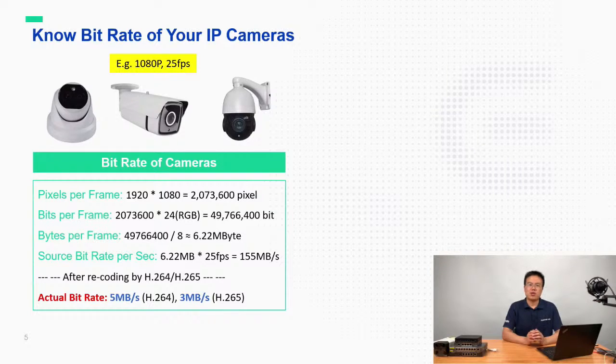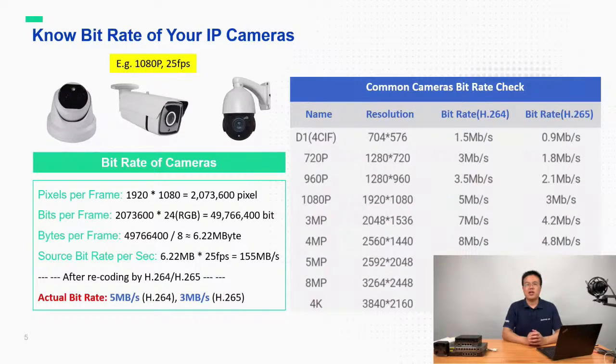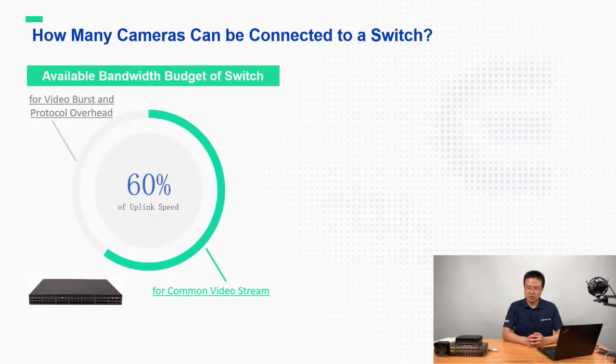How can we know the bit rate of other cameras? I have already given the pictures. You can check them rapidly. You can see there are many typical camera types in these pictures. For example, for 4K cameras based on H.264, the bitrate is 16 megabit per second. So we now know the bitrate of the cameras.